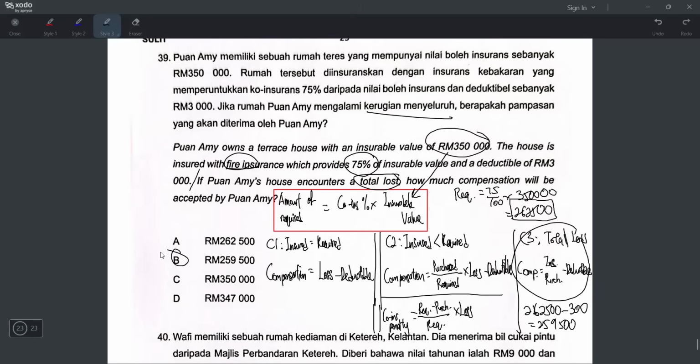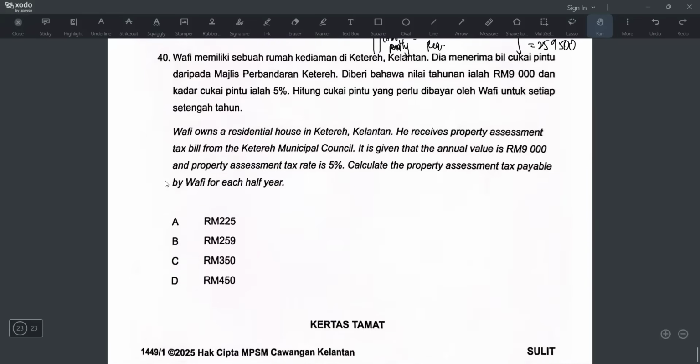Okay. So let me just double check one more time with the calculator. Why different? Did I make a mistake here? 262500, right? So minus 3,000. Yeah, 259500. The answer is B. This one is 3,000, not 300. Yeah. So this is correct. Okay, that's all.